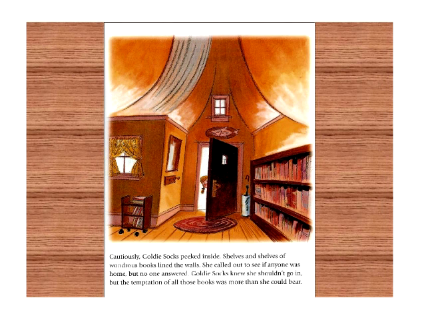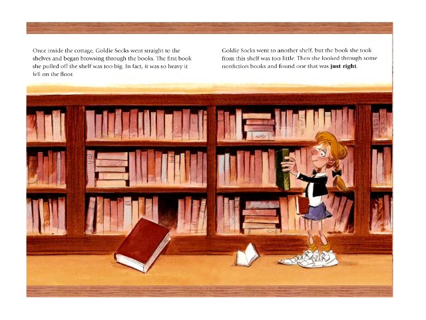Cautiously, Goldie Socks peeked inside. Shelves and shelves of wondrous books lined the walls. She called out to see if anyone was home, but no one answered. Goldie Socks knew she shouldn't go in, but the temptation of all those books was more than she could bear. Once inside the cottage, Goldie Socks went straight to the shelves and began browsing through the books. The first book she pulled off the shelf was too big. In fact, it was so heavy it fell on the floor. Goldie Socks went to another shelf, but the book she took from this shelf was too little. Then she looked through some nonfiction books and found one that was just right.